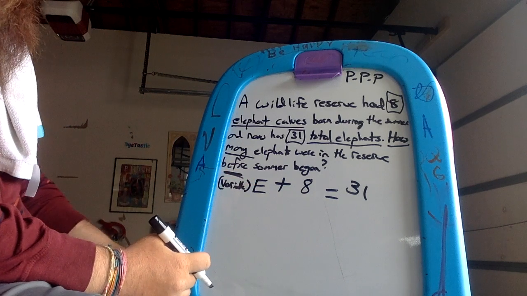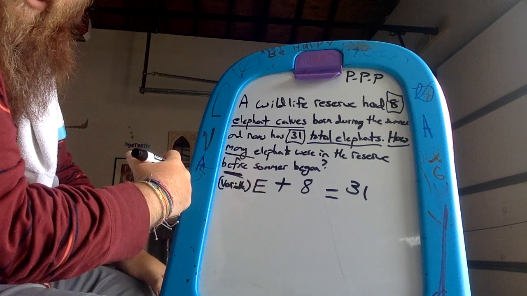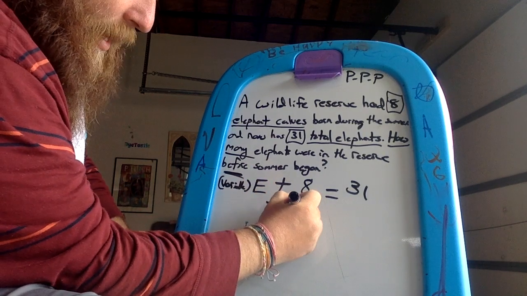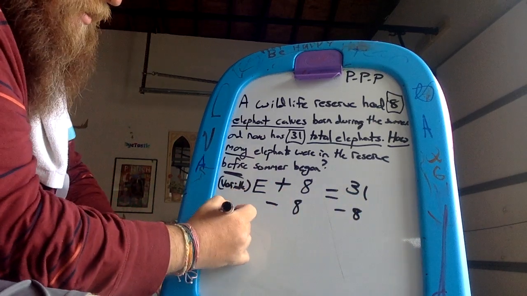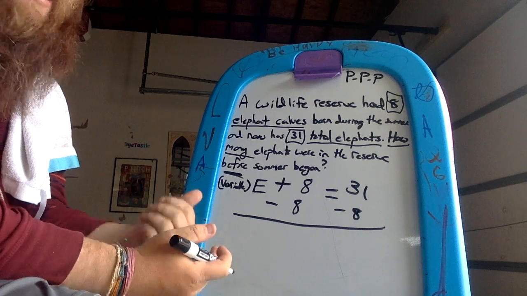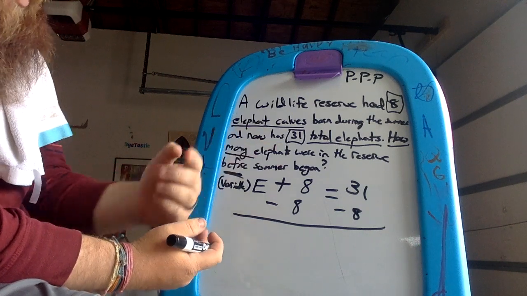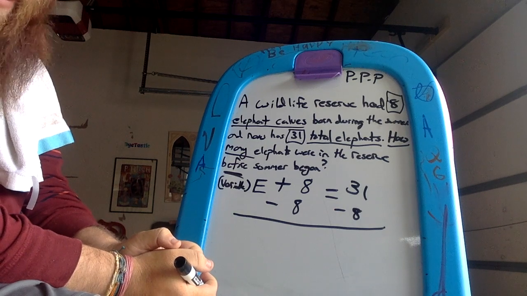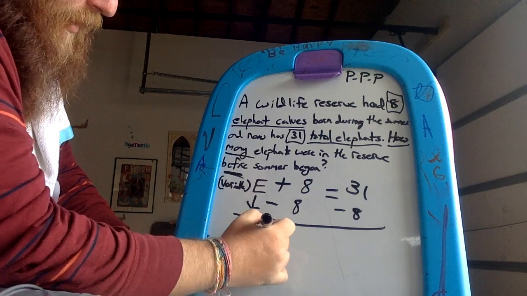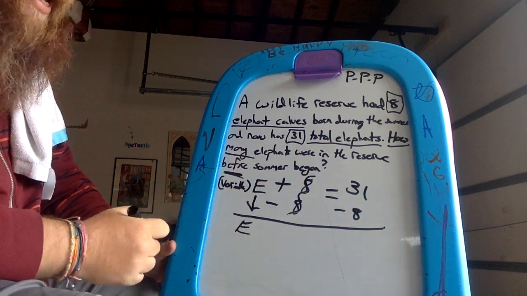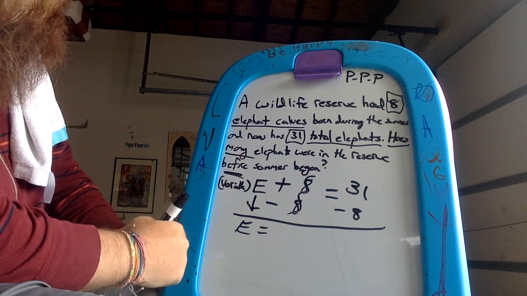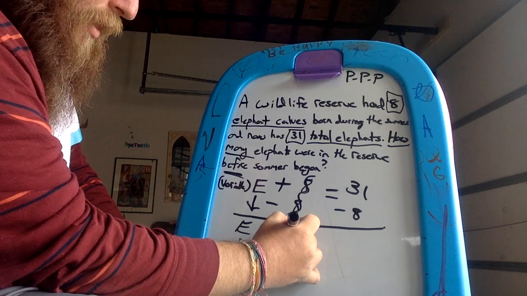So what I'm going to do is, again, retrace. E is my variable. Opposite is negative 8 and minus 8. There we go. Now you can see maybe how it's coming into place, understanding how many elephants were in the reserve before summer began. Before. So what's the variable? E is now by itself, right? Just like we went over. The 8's cancel out. Equals, what is 31 minus 8? And we should have an answer of 23.